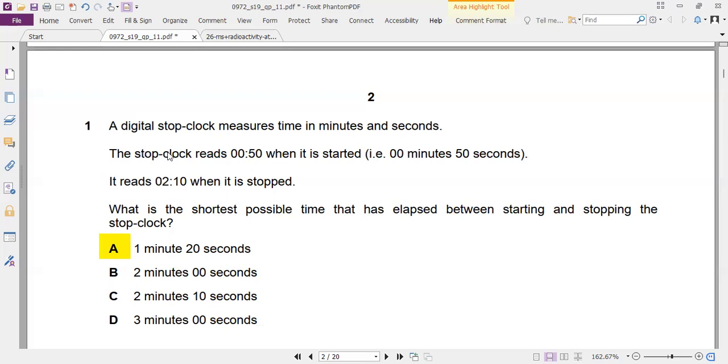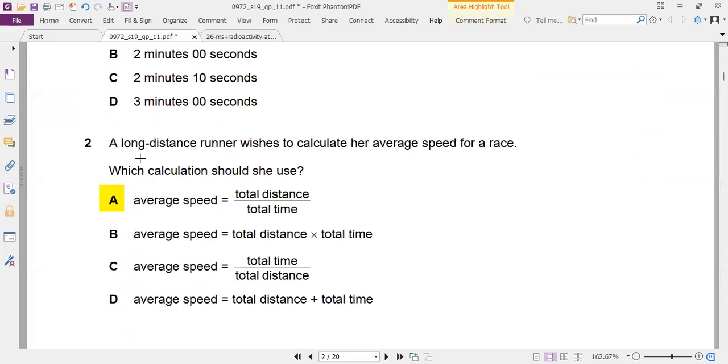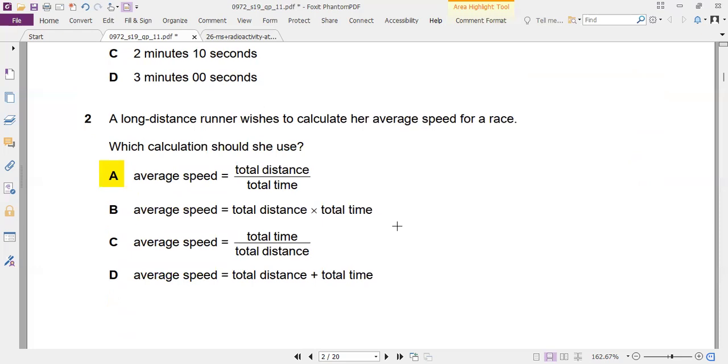It is a stop clock. It is not a clock and it's not a 24 hours. So it is the minutes and the seconds displayed here. Here, minutes and seconds. Read it carefully. So total distance over total time, simple.